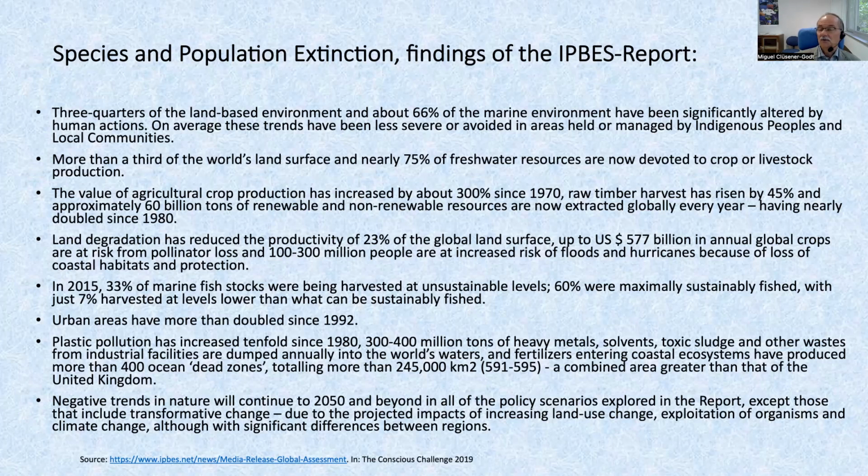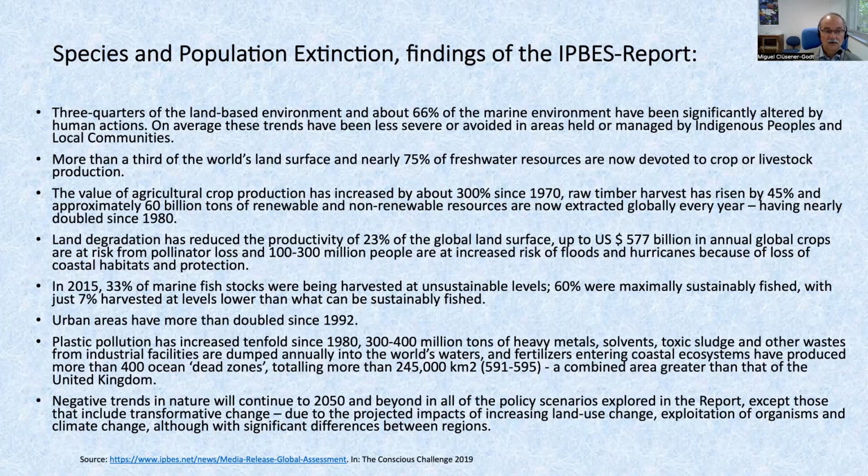So here's a figure of $577 billion. This is, of course, a big risk, for example, for the pollinators, and several 100 million people are affected by that. They also live at increased risk of floods and hurricanes, because coastal habitats and their protection are altered, and this has an impact.